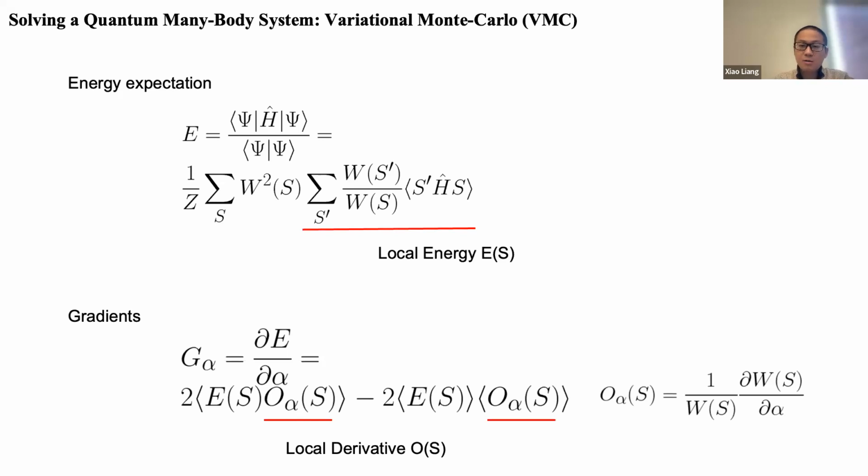In local energy, all calculations are forward. For the local derivative O_S, there is gradient with respect to the wave function ψ_S, which needs backward calculations.